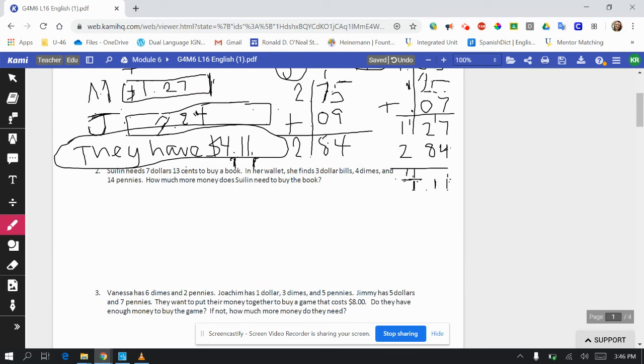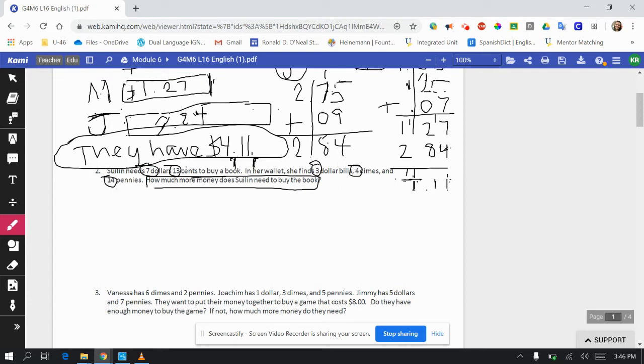Sue Lynn needs $7.13 to buy a book. In her wallet, she finds $3 bills, 4 dimes, and 14 pennies. How much more money does Sue Lynn need to buy the book? Please box the question. Circle the numbers.